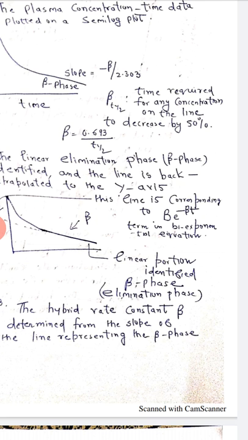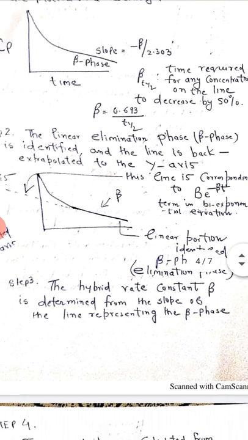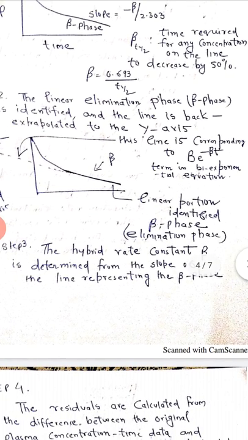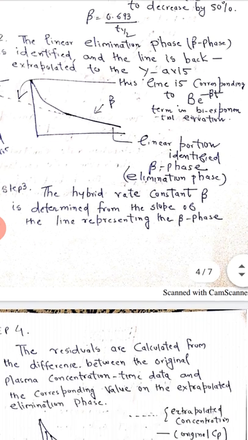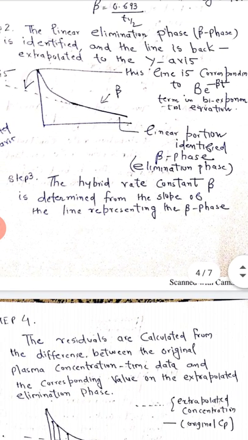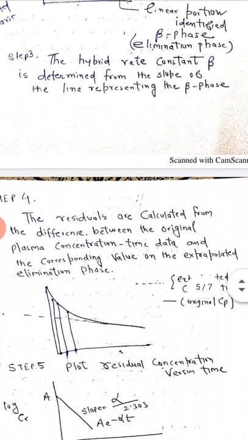So beta is found from the slope. You can find the value of beta from the slope of the terminal linear portion of the second phase by applying the formula: slope is equal to minus beta divided by 2.303. Now let us move to step 3. The hybrid rate constant beta, that is the elimination rate constant, is determined from the slope of the line representing the beta phase. We have already discussed this. So you can find beta from the slope of the dotted line, looking at the terminal portion of this line.